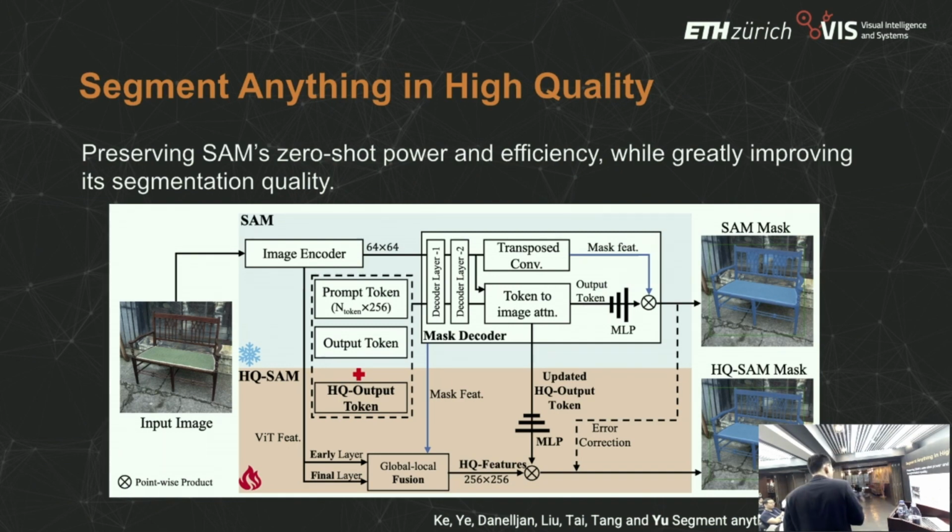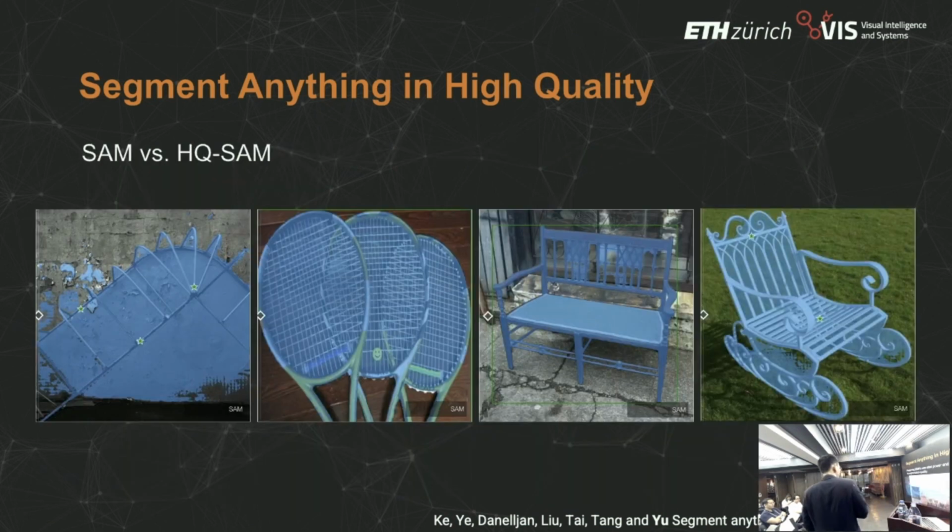We add another branch called HQ-SAM. So the idea here is let's freeze the original image encoder and the decoder of the original SAM, but only add a small component, such that we do not screw up the generalization capability of the SAM model. And then we add an additional component to learn how to fine-tune the details. And in the end, we merge them together to form the high-quality mask. And here is the result.